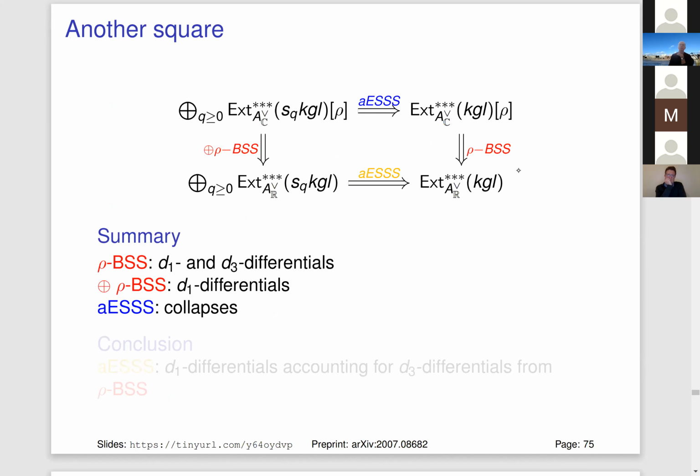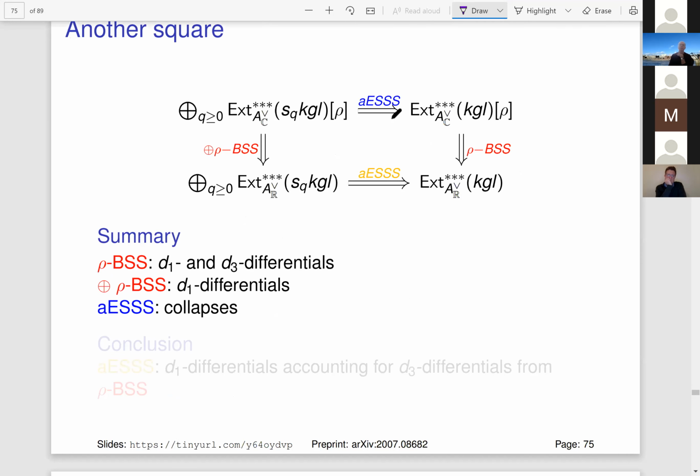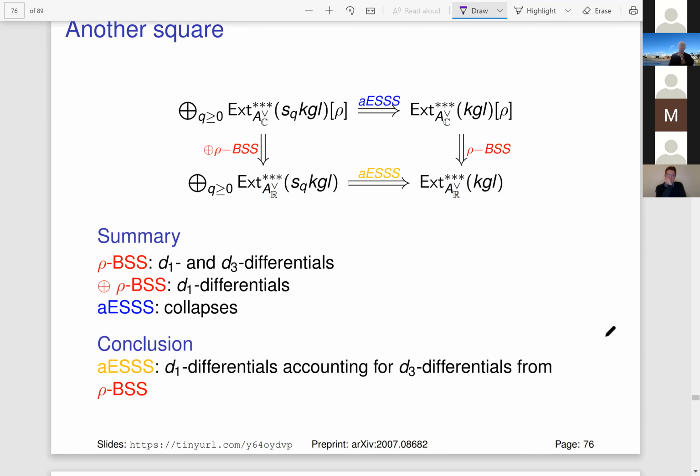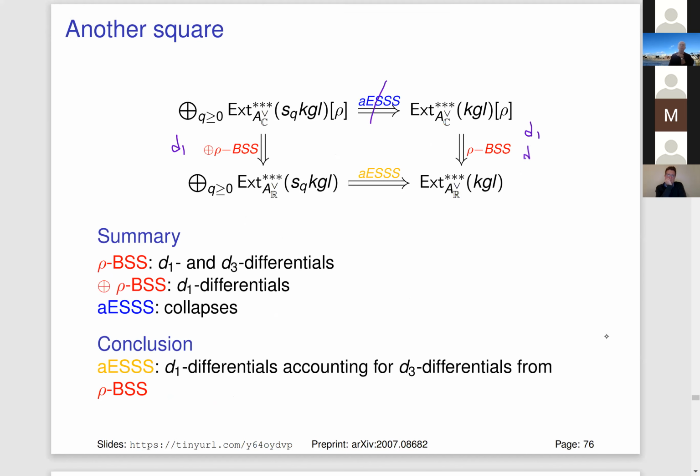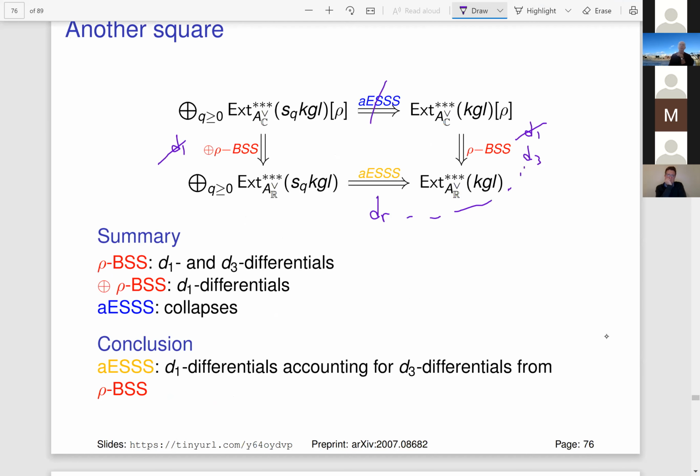So what have we learned? We learned that there were D1 differentials and D3 differentials on the right, D1s here, and this does nothing. So what do we conclude? Let me just fill these in. These D1 differentials account for each other. So there have to be some differentials that account for these D3s. And it turns out that they're D1 differentials.